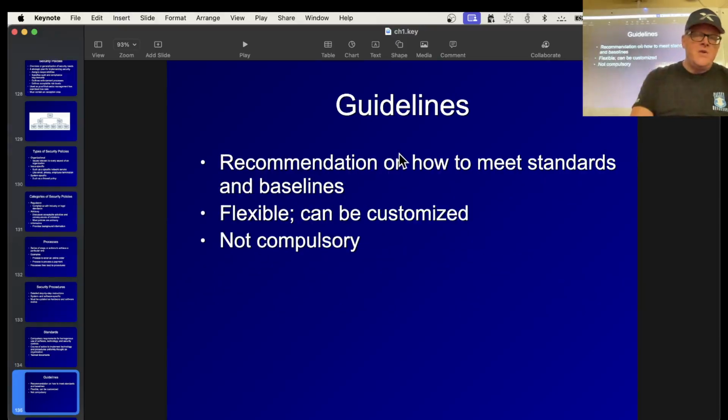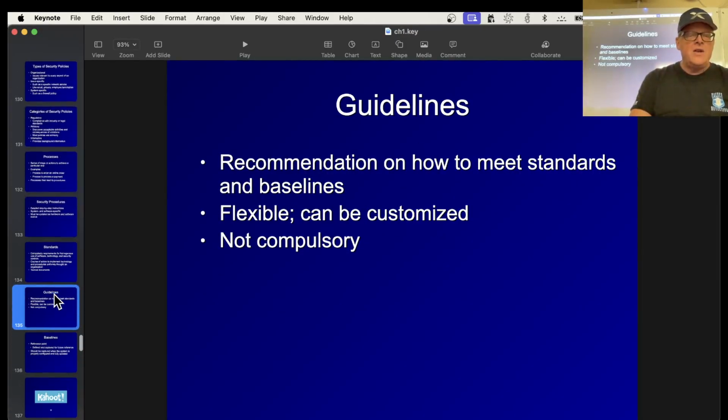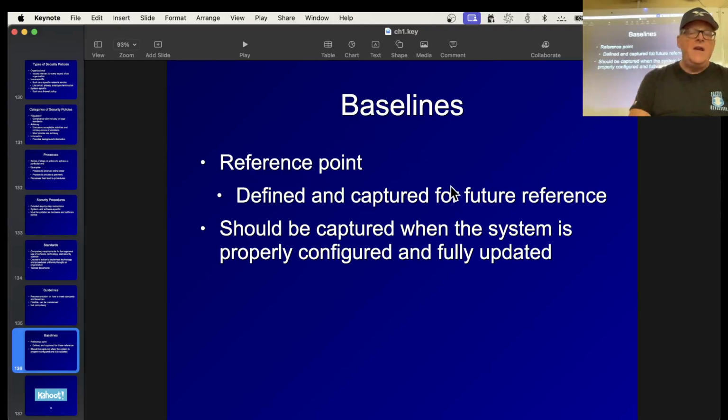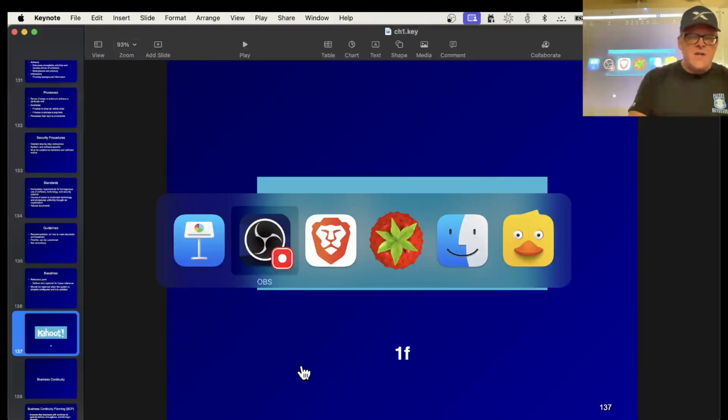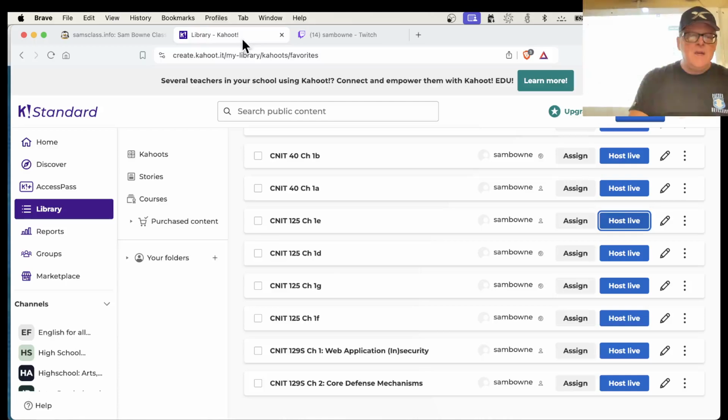And then there's guidelines, which are recommendations on how to meet these standards, not compulsory. And there's baselines. Baselines are a measurement of the current state of your system, so you can decide whether it needs to be improved or how it compares to that measurement later. All right, this is a reference, a state of your system. So let's take a look at more Cahoots.